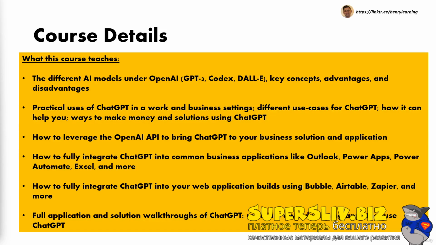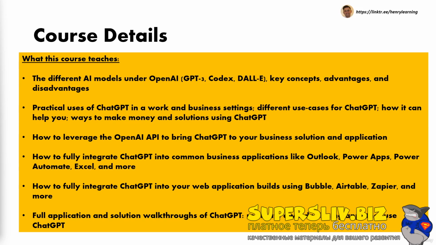Now, again, what this course teaches is the different AI models under OpenAI, key concepts, advantages, and disadvantages. We'll also go through practical use cases of GPT in a work or business setting. We'll look at the different use cases and the different things that ChatGPT can do. We'll go through how it can help you, ways you can make money and solutions using ChatGPT. But again, we won't stop there. We'll then look at how to leverage the OpenAI API and bring ChatGPT to your business solution and application.